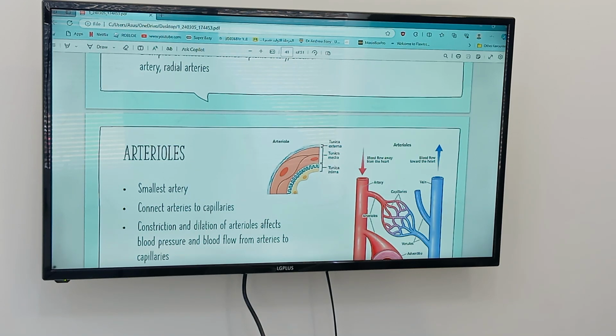Arterioles, the smallest arteries. Look, the difference is very different. What differences can we see here?